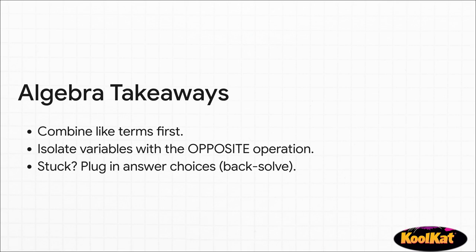1. Always simplify each side first. 2. Get that variable all by itself by doing the opposite of what you see. If it's addition, you subtract. If it's multiplication, you divide. And here's the pro tip, the secret weapon. Back solving. If you're totally stuck, just start plugging the answer choices into the equation until one works.